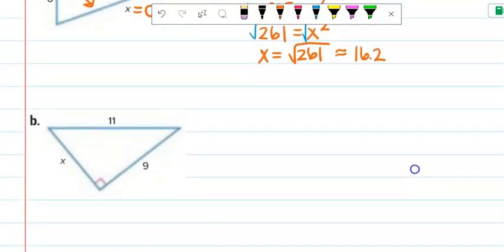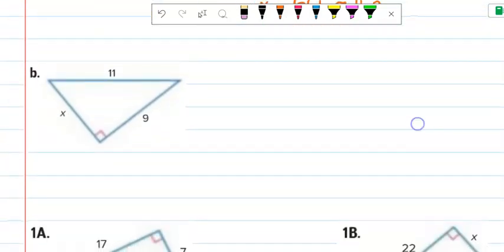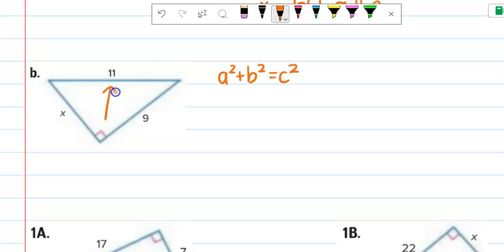All right, let's do one more just like that. Okay, so again, a squared plus b squared equals c squared. The longest side, our hypotenuse, is always going to be our c, so that's going to be 11 here, so we'll put that in for c.